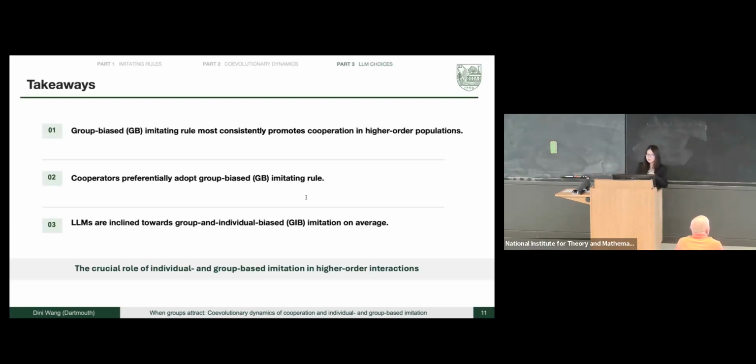And to summarize, there are 3 main takeaways. First, we find that the group bias imitating rule most consistently promotes cooperation in high-order populations. Secondly, we find that cooperators preferentially adopt group bias imitating rules under the coevolutionary setting. And finally, we find that LLMs are inclined towards group and individual bias imitating rules on average. So put together, those results highlight the crucial role of individual and group-based imitation in high-order interactions.